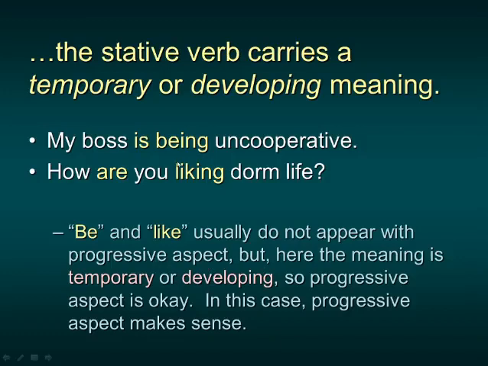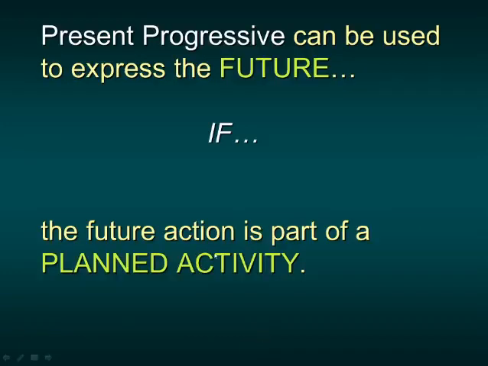You see, the word be is not used in the progressive tense, the ing form, and with like, we are always using like, not liking. But here we are using liking. Why? Because the meaning is temporary or developing. How are you liking dorm life? So here only this one is a temporary life, so we are using the ing form with the verb like. So the progressive aspect is okay. In this case, the progressive aspect makes sense. So only in some cases we are using it this way.